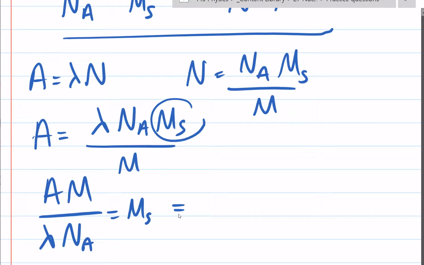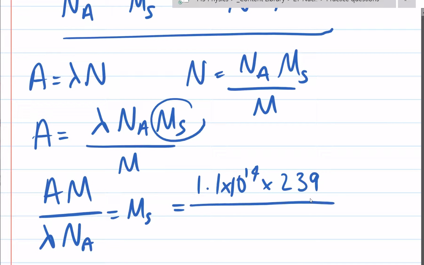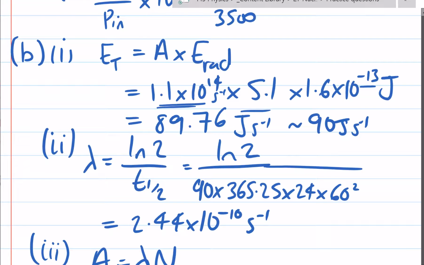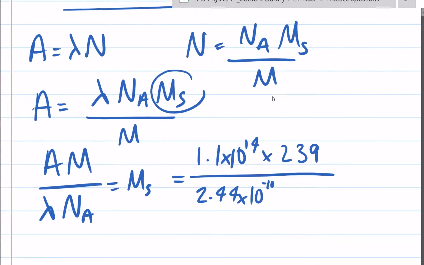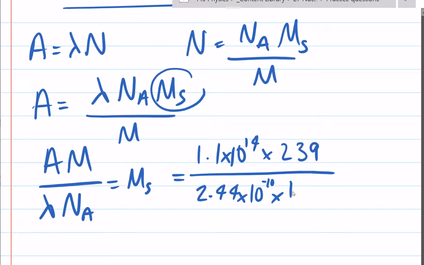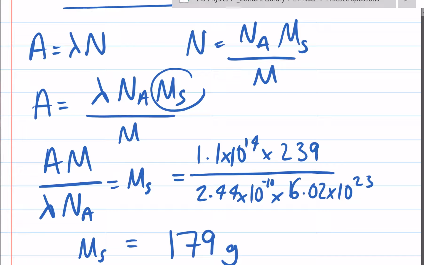Plug in the numbers. We'll have 1.1 times 10 to the 14, which is from the question, times 239, which again is from the question, divided by 2.44. Remember, we're not using 2.44, we're going to use our answer from the previous part, the full number. Times Avogadro's number, which again is in the formula book, 6.02 times 10 to the 23, and that will give us a mass of 179. Now, confusingly, molar masses are always in grams. That's all it is. It's always in grams.